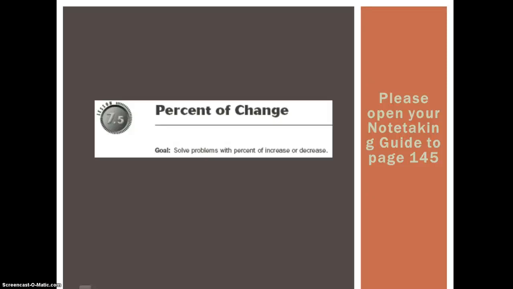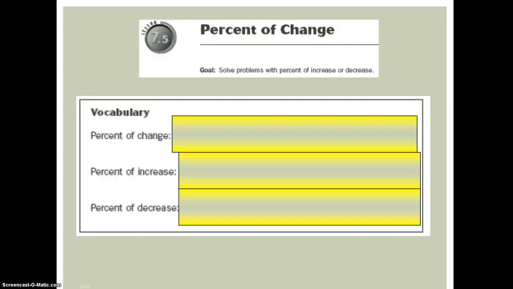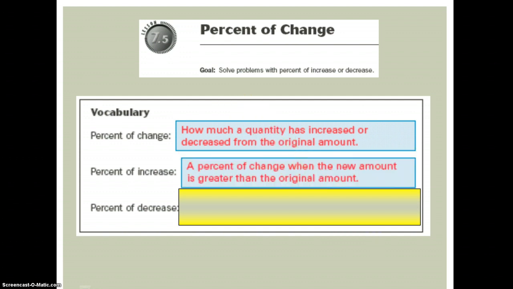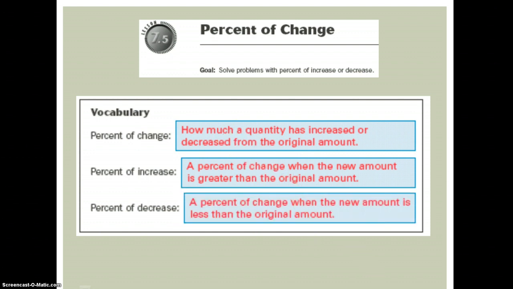Lesson 7.5, percent of change. Percent of change is how much a quantity has increased or decreased from the original amount. You can have a percent of increase in which the new amount is greater than the original amount, or a percent of decrease where the new amount is less than the original amount.